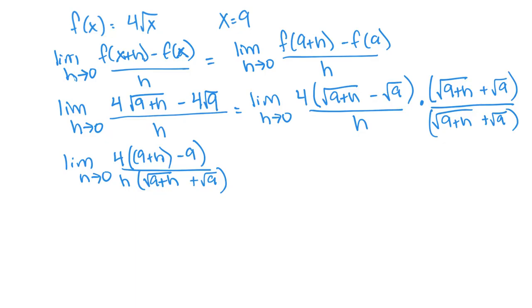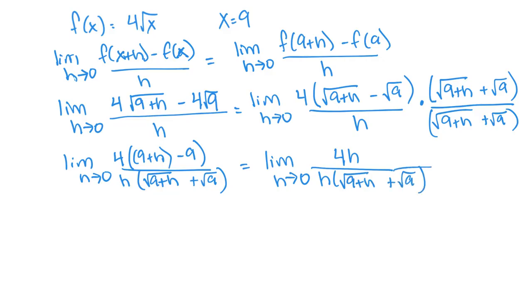Now when we simplify the numerator, inside the parentheses, the 9's cancel out. So we simply have 4 and h left over. And we still have the h in the denominator, which we can see now will cancel with the h in the numerator. Those cancel. So we have the limit as h approaches 0 of 4 divided by square root of 9 plus h plus square root of 9.